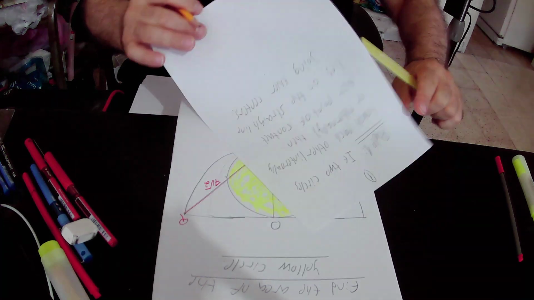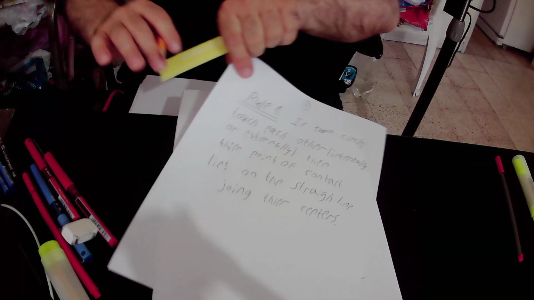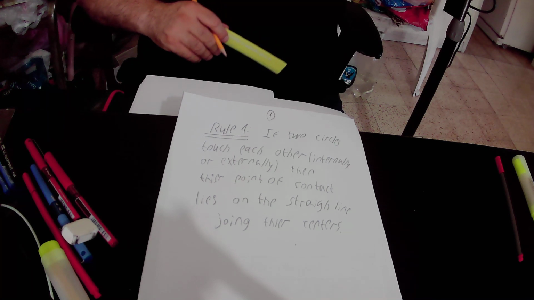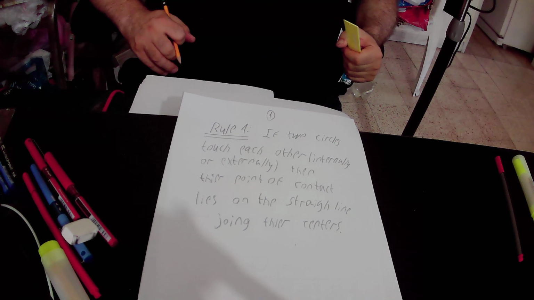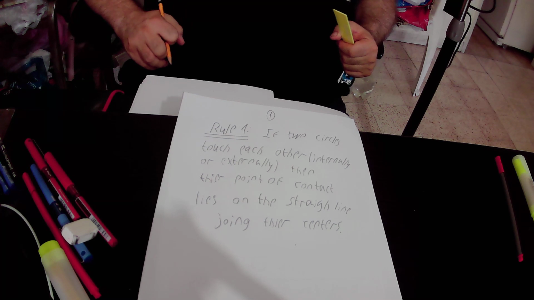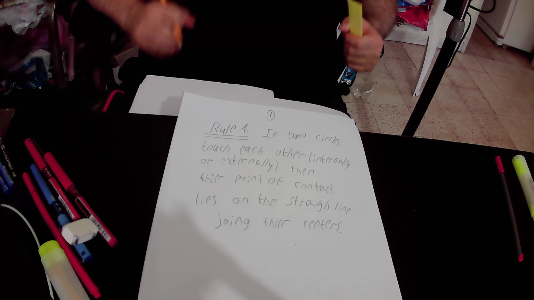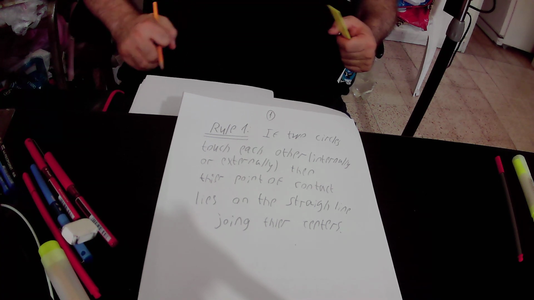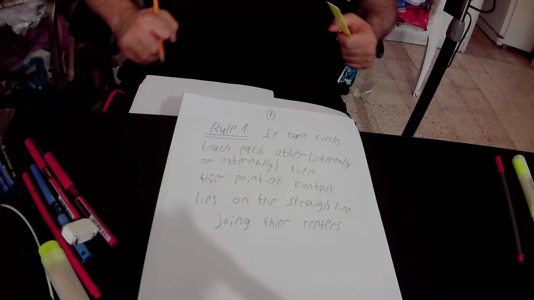So I will read rule number 1 again. Rule number 1 states that if two circles touch each other internally or externally, then their point of contact lies on the straight line joining their centers.